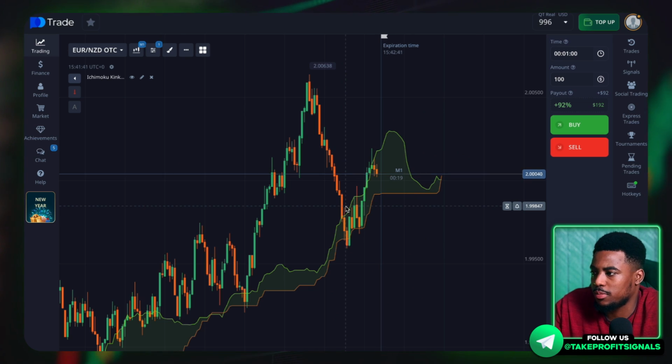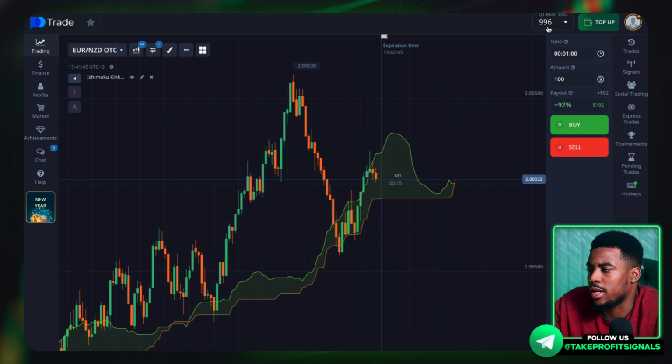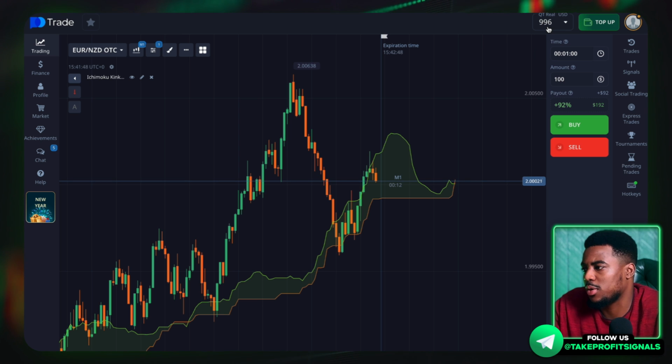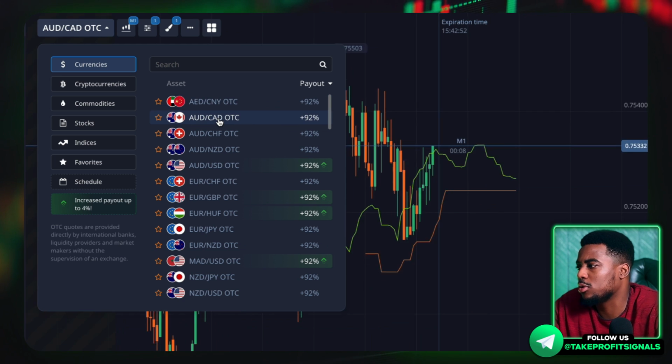So let's get started. I open the trading platform Pocket Option. My balance today is $996. Respectively, if I earn today $1,000 on top, it will be a very good result.